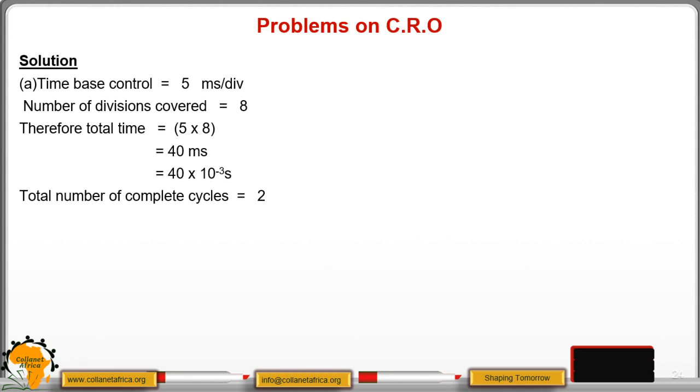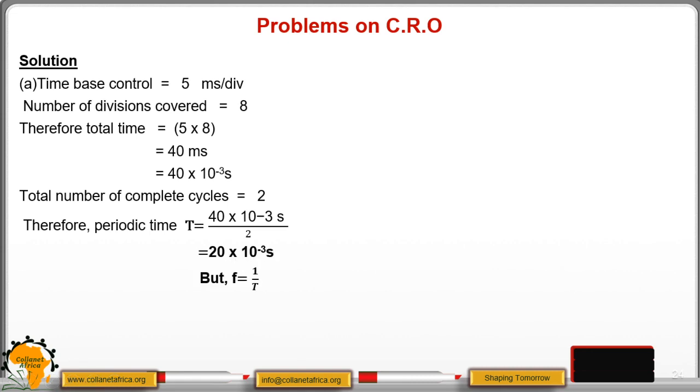But we have 2 complete cycles. So to get the time of one cycle, you divide the total time by the number of complete cycles, that is, divide by 2. When you divide by 2, you get 20 times 10 to the power negative 3 seconds.